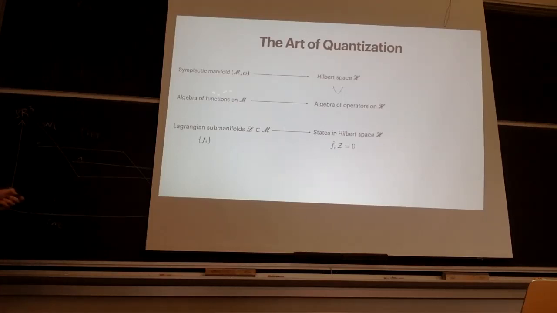So basically, how does this quantization program work? At least we hope for this program to work. We have a symplectic manifold, M with the symplectic form omega. That becomes the Hilbert space of your system. The algebra of functions becomes the algebra of operators that acts on the Hilbert space. And the Lagrangian submanifolds, which are described by some system of equations, become states in the Hilbert space. So this is the standard program.